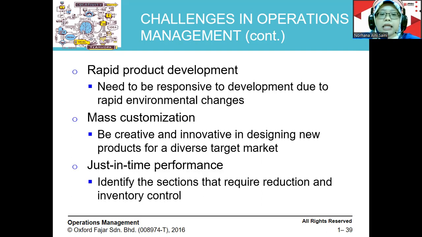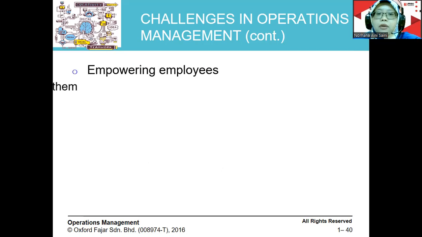The last one is just in time performance. Just in time performance means identifying the sections that require reduction and inventory control. Make sure whatever you have stored in the warehouse or in a port does not take too long. Don't let the customers wait for the delivery of the product. That we consider as just in time also.